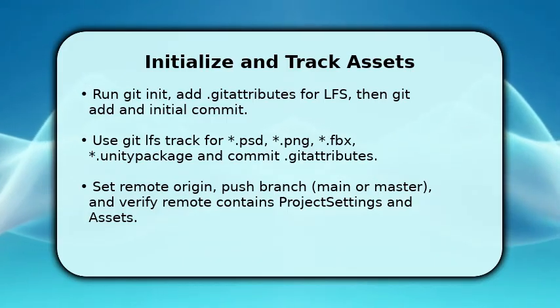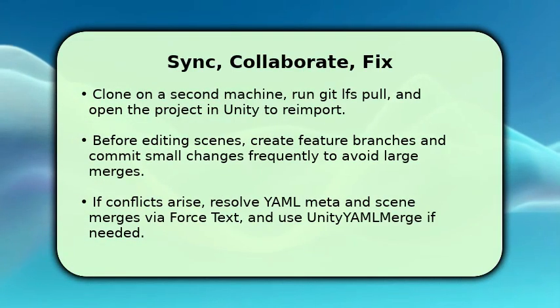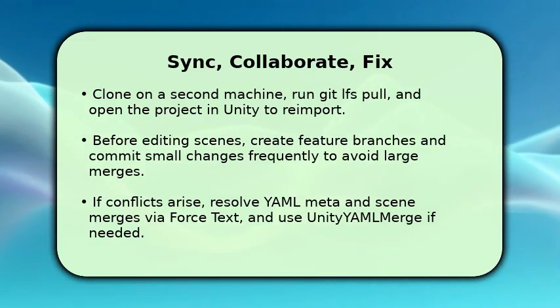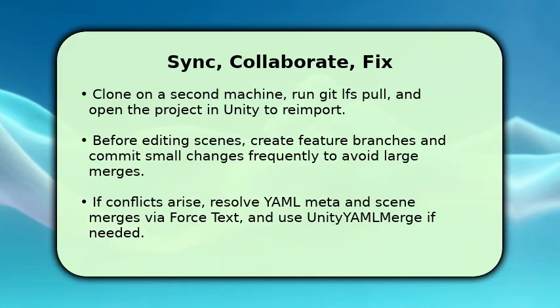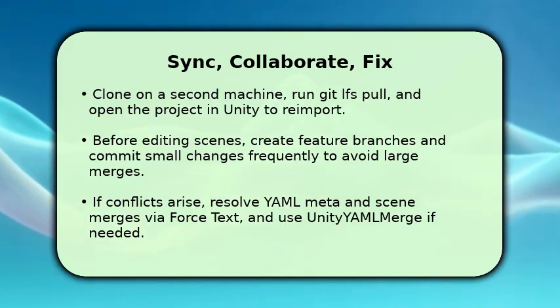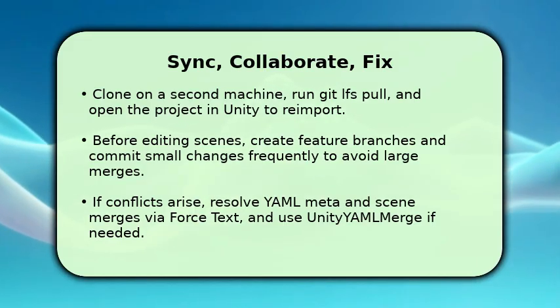You finish by cloning the repo to another machine and running git lfs pull so binaries arrive before opening Unity. Then open the project and let Unity re-import assets. Make a habit of creating feature branches for scenes and scripts, committing small, focused changes often to reduce merge complexity.